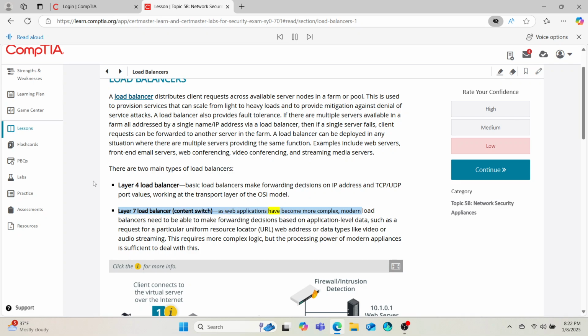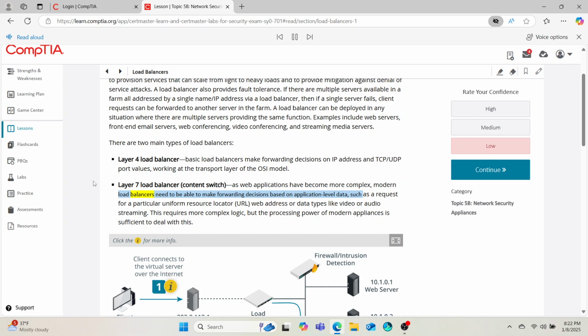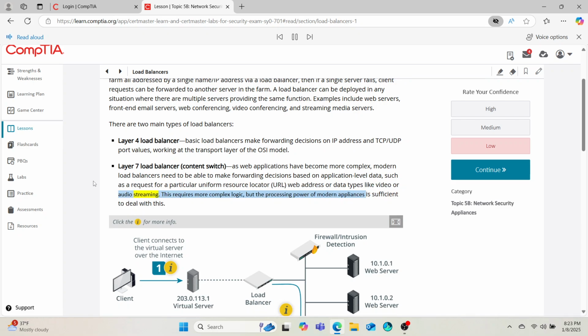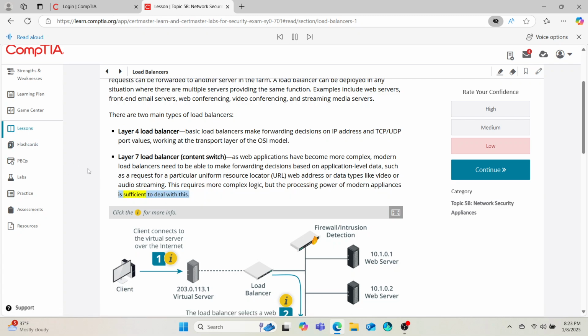As web applications have become more complex, modern load balancers need to be able to make forwarding decisions based on application-level data, such as a request for a particular uniform resource locator, URL, web address, or data types like video or audio streaming. This requires more complex logic, but the processing power of modern appliances is sufficient to deal with this.